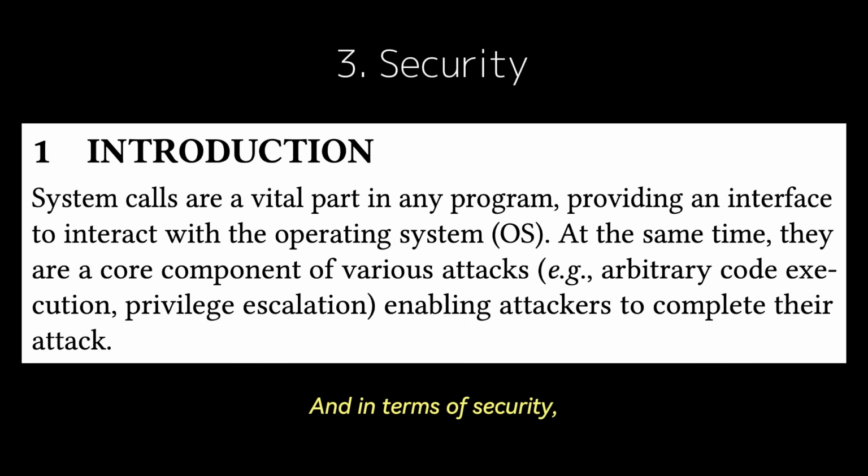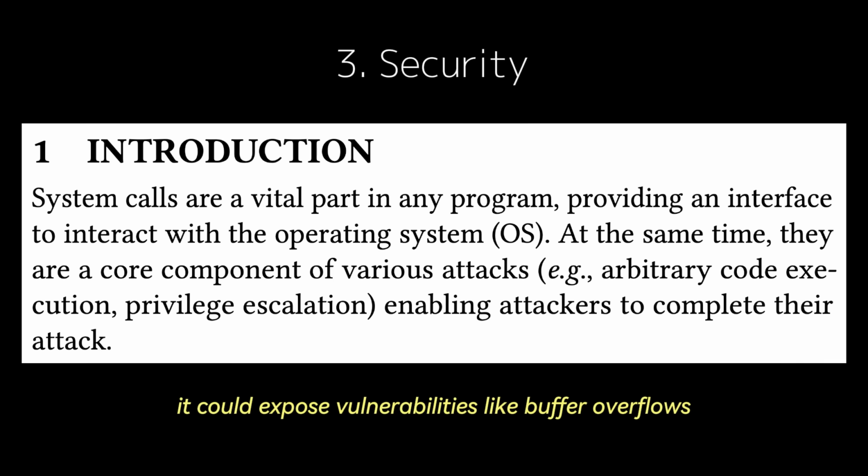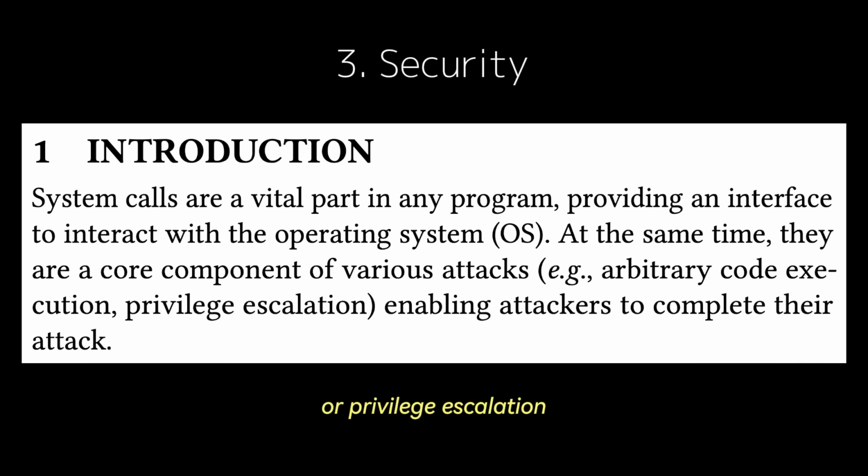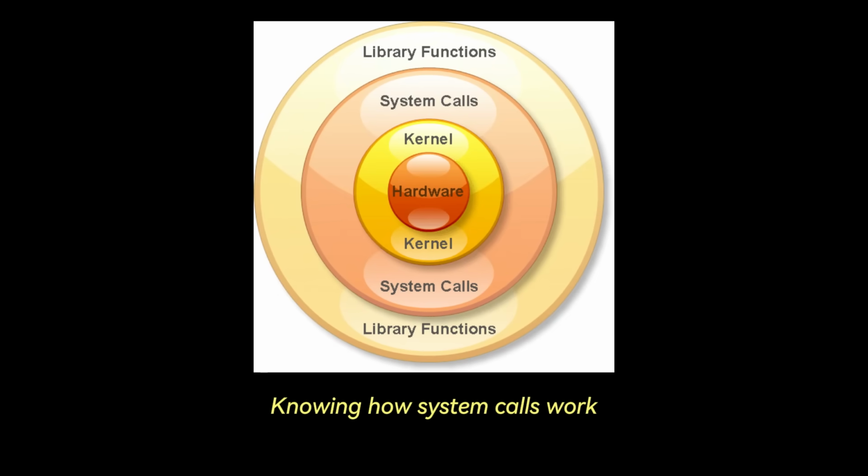And in terms of security, system calls are a common attack vector. If your app doesn't properly validate inputs before making a system call, it could expose vulnerabilities like buffer overflows or privilege escalation. Knowing how system calls work allows you to write better performing, more secure, and easier to debug applications. System calls are the unseen backbone of your applications. Every time you write code that interacts with the outside world, you're relying on this powerful mechanism.